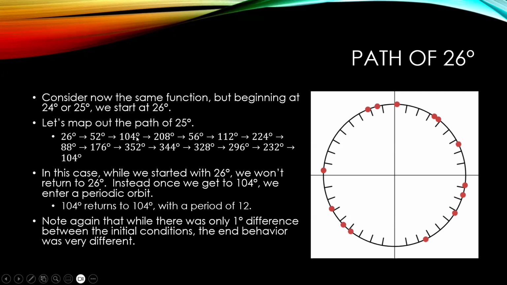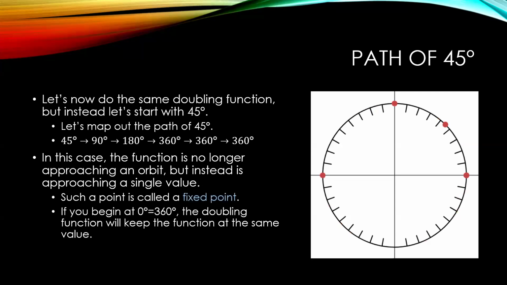In this case, while we started with 26 degrees, we won't return to 26. Instead, we're returning to 104. And 104 returns to 104 with a period of 12. And then it'll just keep going in a circle. So 104 to 208 to 56 and so on until we hit 104 again. And then 208 and 56 and 112 and back to 104. And it'll just keep going. And so again, this was just a difference of 1 degree from the last case, and the end behavior is very different. What about 45 degrees?